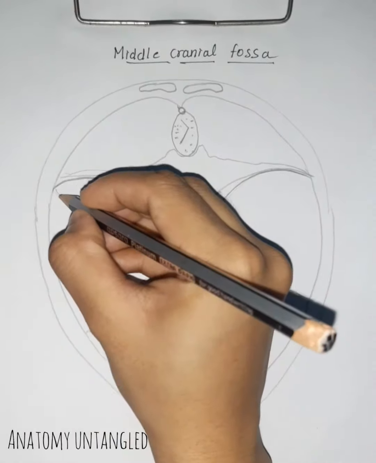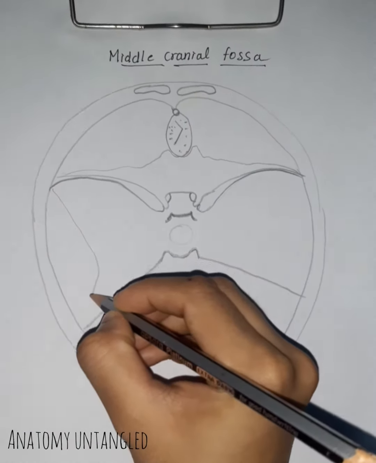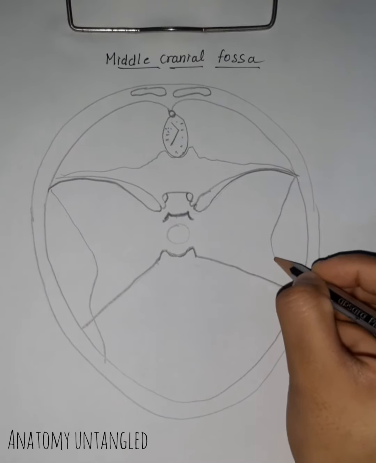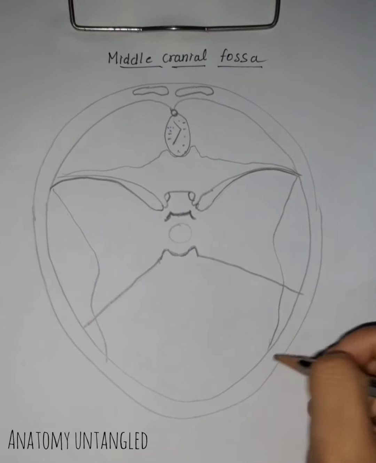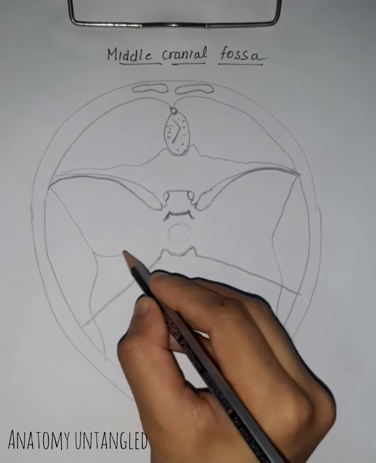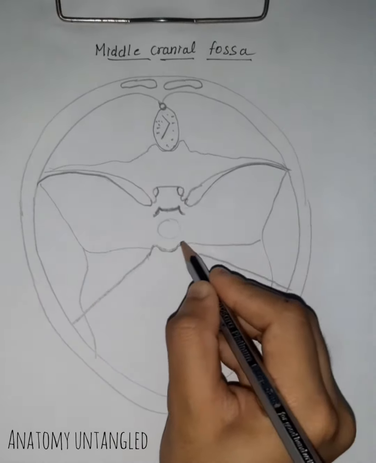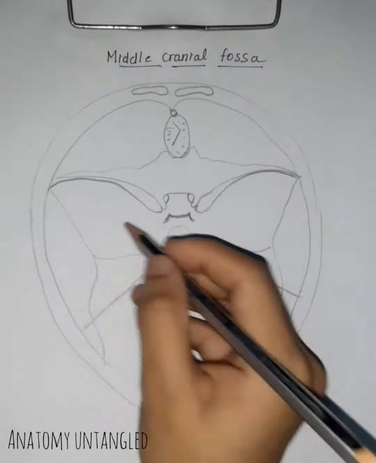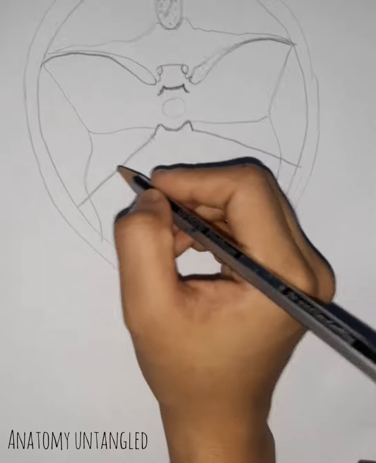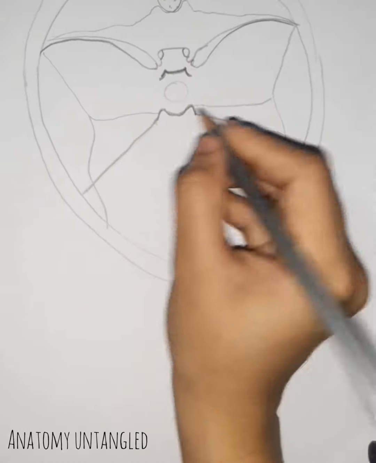The part I am drawing now is the parietal bone. Since it's a paired bone, let's draw it on the other side too. This portion is the squamous part of the temporal bone. This is the apex of the petrous part of the temporal bone.